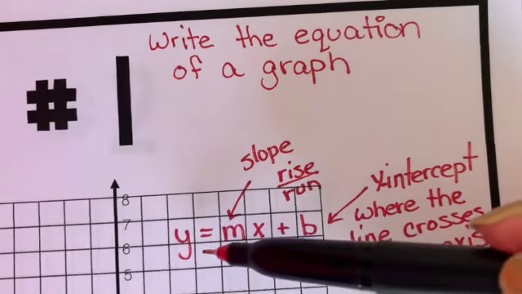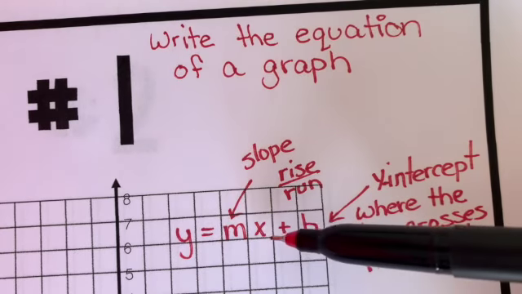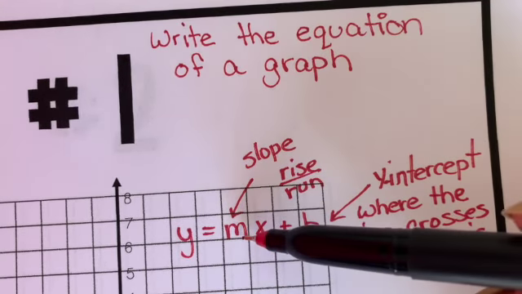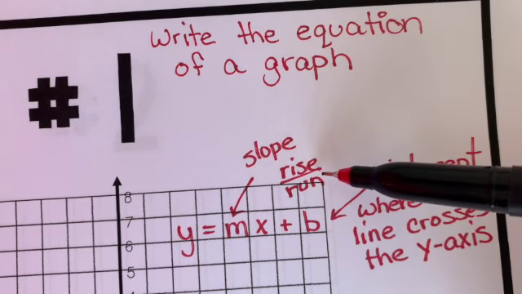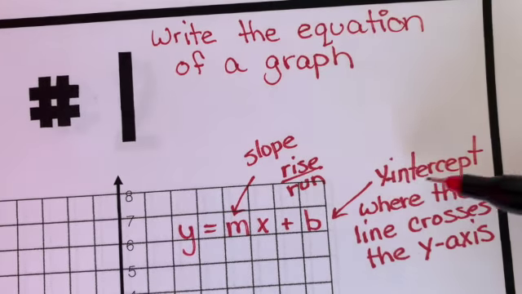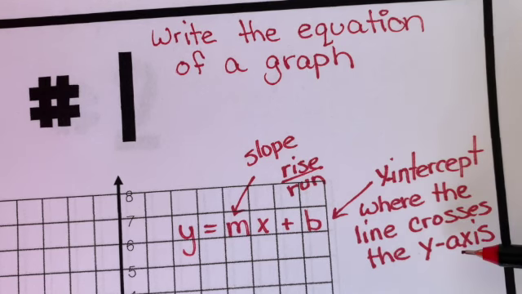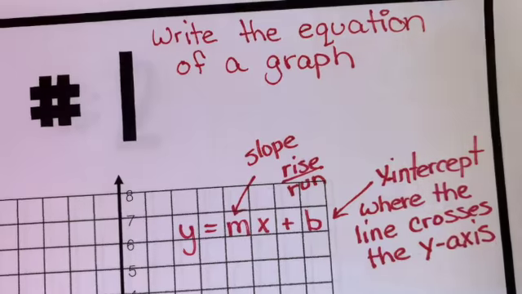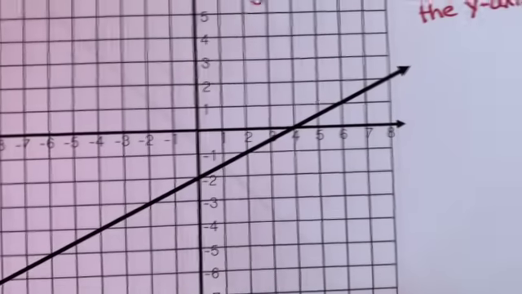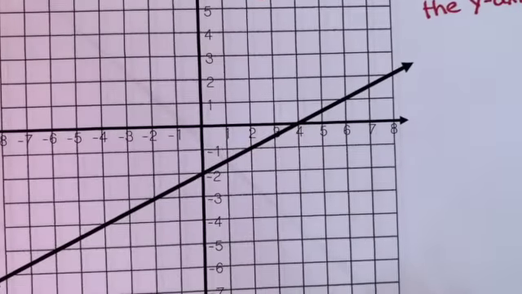So just a reminder, our formula is that y equals mx plus b, where m is our slope, which we find by doing the rise over the run. And then the b is your y-intercept, and that's where the line crosses the y-axis. So those are the two pieces that we have to find out of each graph. So let's do this one.